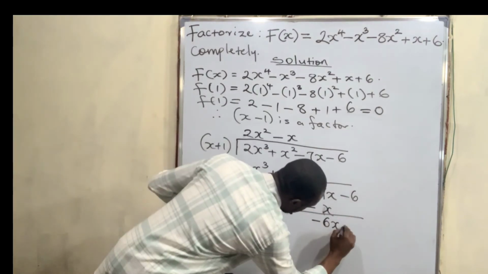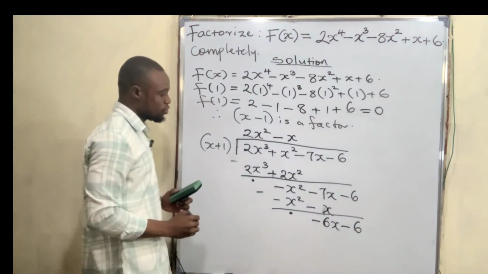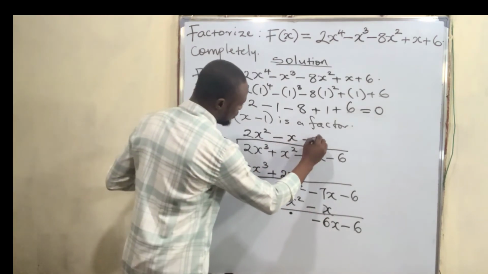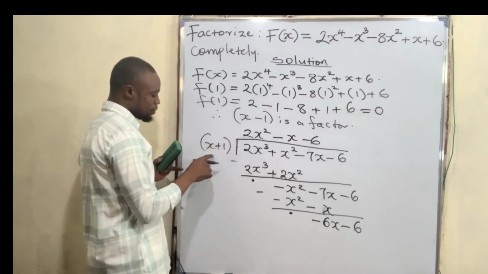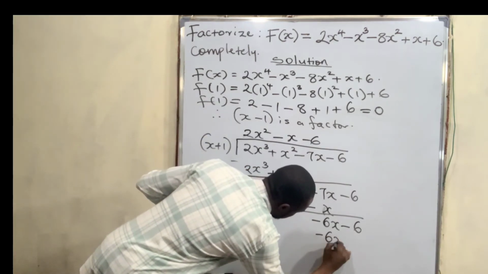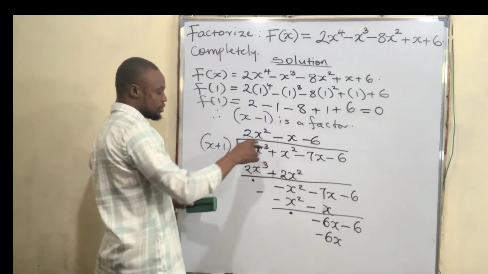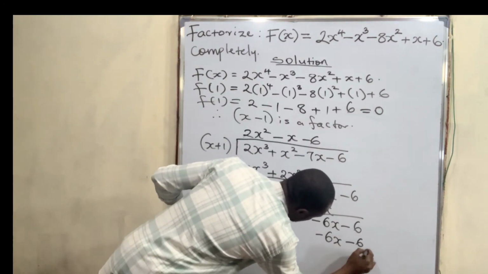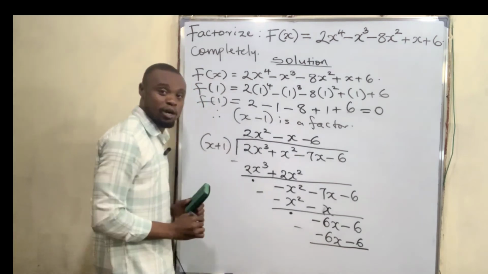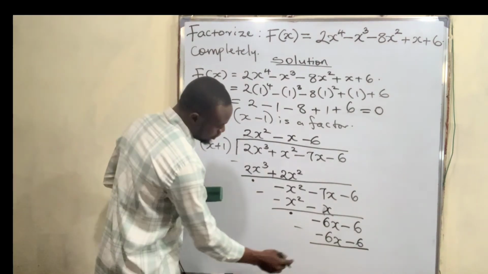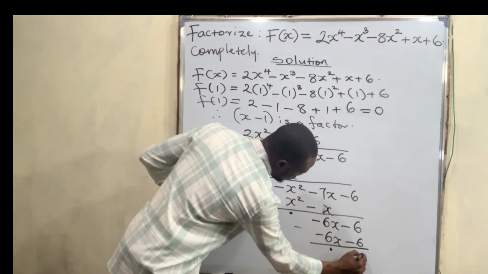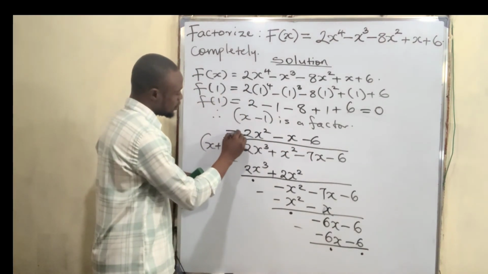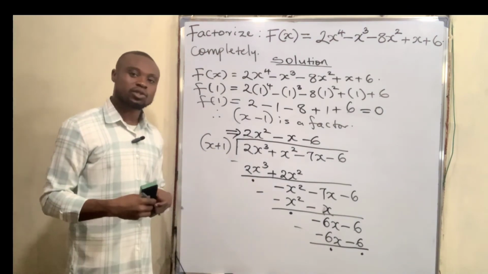Now we'll bring down our minus 6. Now minus 6x divided by x gives us what? Minus 6. Minus 6 multiplied by x gives us minus 6x. Also minus 6 multiplied by plus 1 gives us minus 6. So we'll draw a line and put an imaginary minus sign. And we finally have what? Here 0, and here 0. So we have gotten a quadratic expression here at the top. Quadratic expression there at the top.